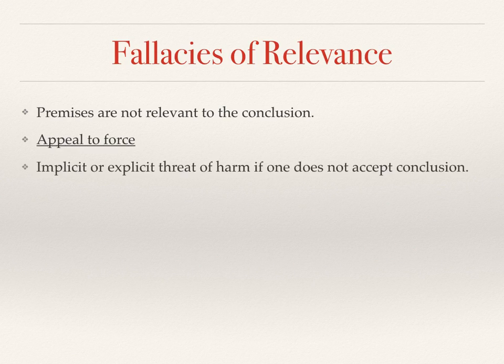In an appeal to force fallacy, there is an implicit or explicit threat of harm if one does not accept the conclusion. If I were to claim or tell someone, yes, I am a good professor, aren't I? Your grade depends upon it, after all. The implicit threat here is that if you don't accept the claim that I am a good professor, you will get a bad grade.